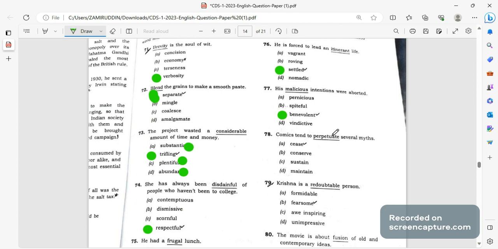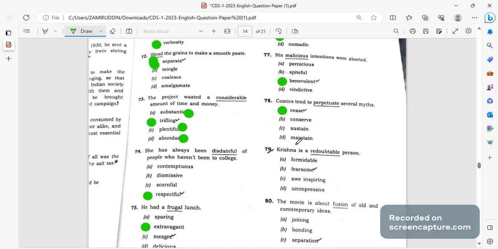Perpetual. Comics tend to perpetuate several myths. Keys will be the right answer. कॉमिक में हम देखा है कि कॉमिक्स में बहुत ही मिथ लिखे रहते हैं. परपेचुएट सेवरल मिथ. पर कीज का मतलब उसमें कुछ नहीं रहते हैं, उसमें रहते हैं. परपेचुएट मतलब रहते हैं कॉमिक्स में मिथ. एंड कीज टू एग्जिस्ट मतलब कीज बिल्कुल कॉमिक्स में नहीं रहते. सो दीज आर टू वर्ड्स आर एंटोनिम्स टू ईच अदर. कृष्णा इज रीडाउटेबल पर्सन. Redoubtable person.